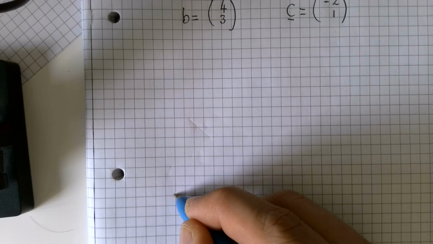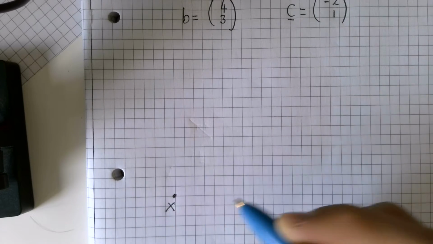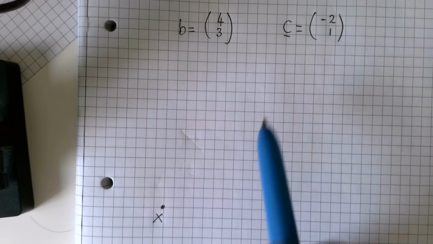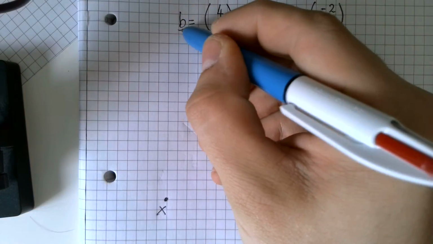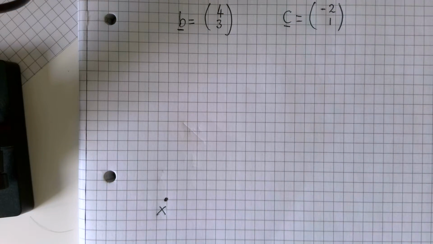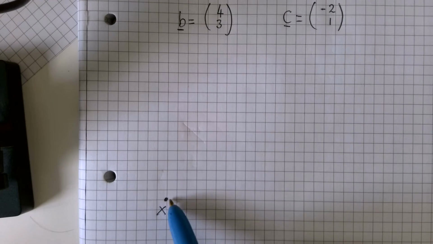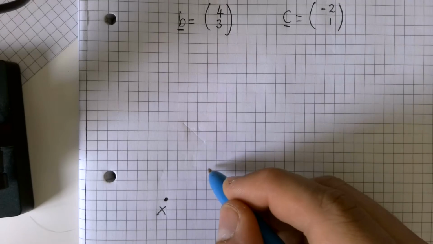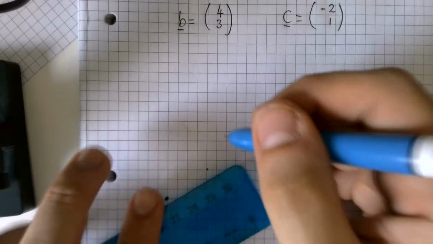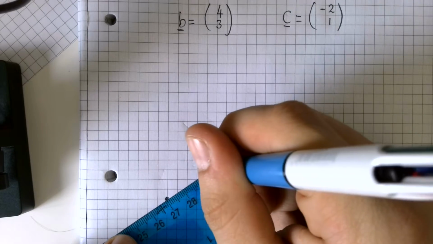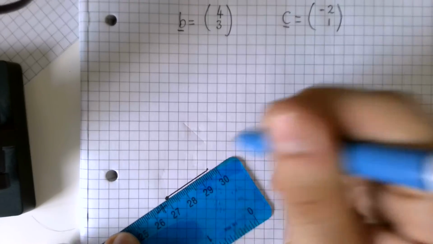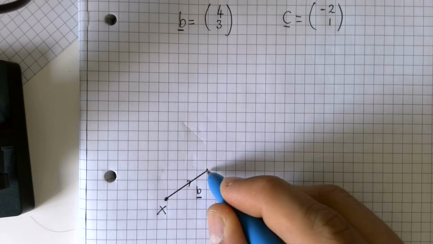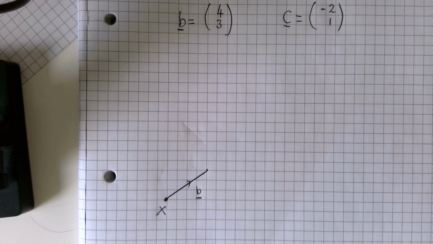So let's just imagine I'm starting here. I'll call that point X, and I want to apply vector B. Just notice I didn't underline that, sorry. So I'm going to walk 1, 2, 3, 4 to the right and 1, 2, 3 up. So I'm going to do a little dot there and join those up. So far I've got a visual representation of vector B. It takes me from here to here, 4 to the right and 3 up.